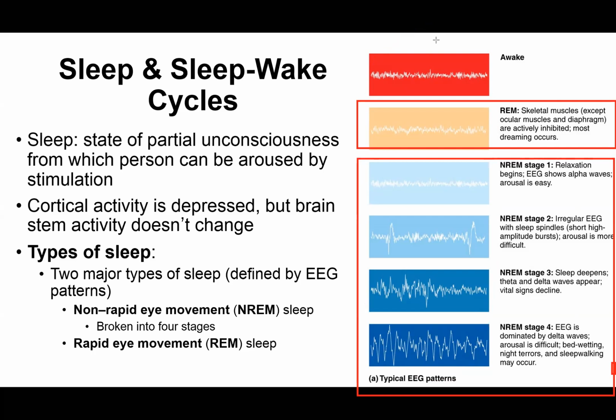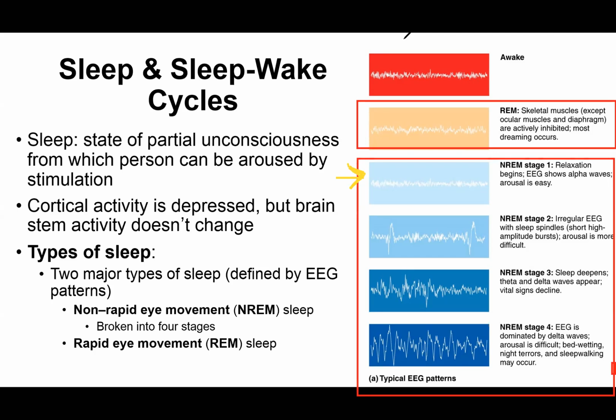During REM sleep, the skeletal muscles, except for the eyes and the diaphragm, are completely actively inhibited. During REM, this is when most dreaming occurs. During NREM stage 1, this is when relaxation begins, and we're going to see alpha waves. If a person is in stage 1, it's really easy to wake them up. They basically just dozed off.